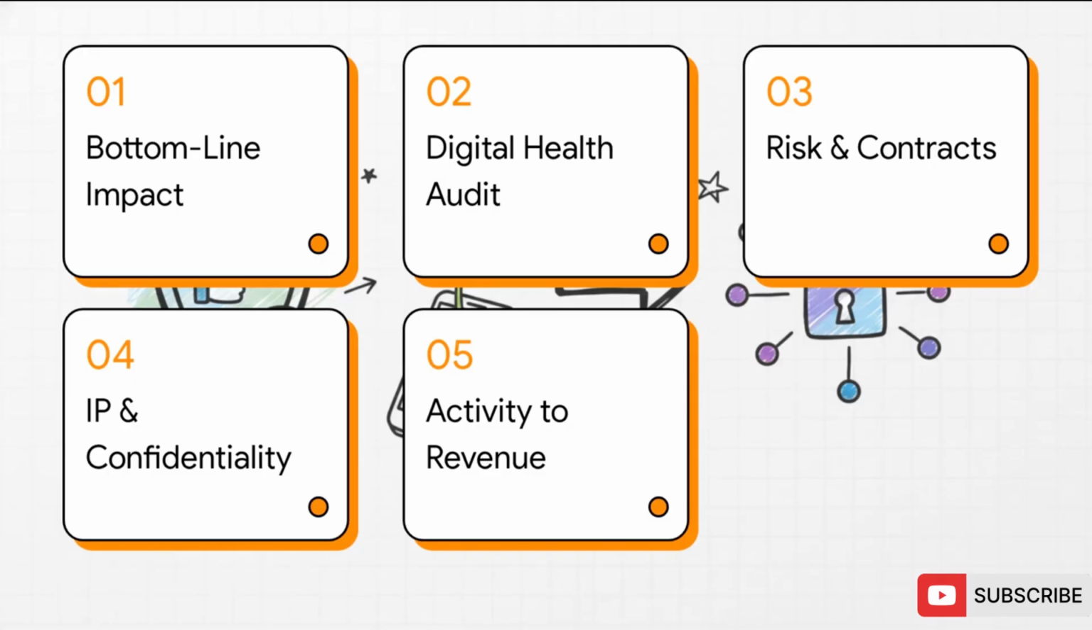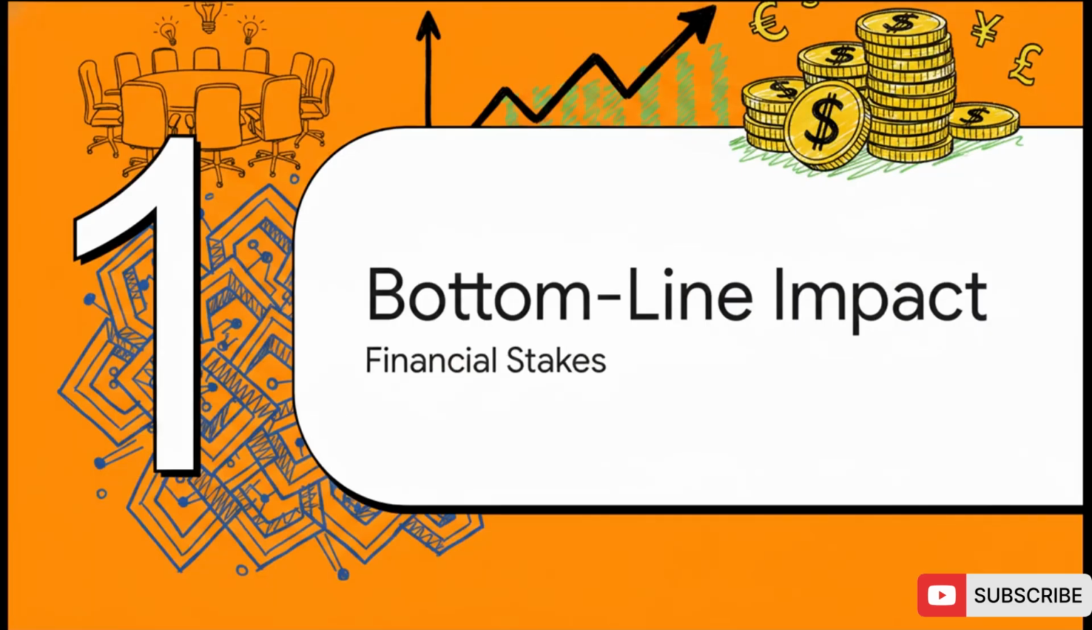So, here's our agenda for today. 1. Social media's bottom line impact. 2. Conducting a digital health audit. 3. Mitigating risk with contracts. 4. Securing IP and confidentiality. And finally, number 5, turning activity into revenue. Let's kick things off with Section 1, social media's bottom line impact.